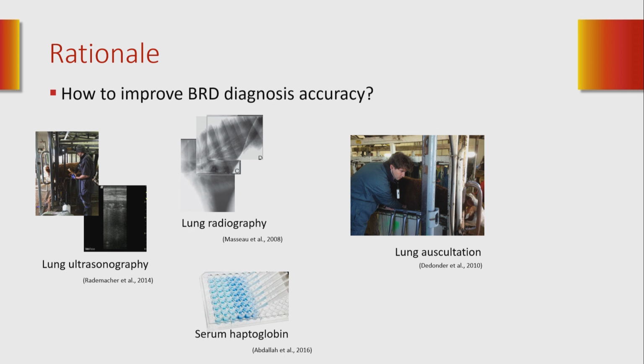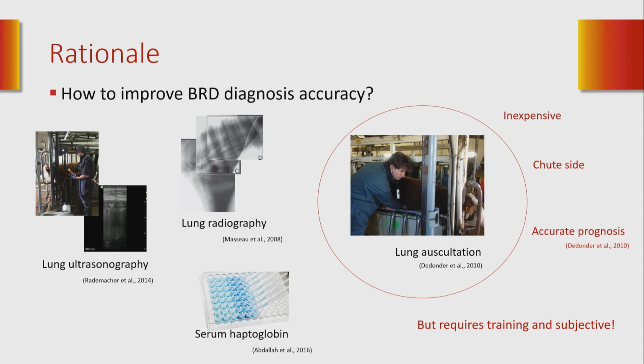Several methods have been developed to improve the accuracy of BRD diagnosis in feedlots, including lung ultrasonography, lung radiography, measurement of serum haptoglobin concentration, and lung auscultation. Among these methods, lung auscultation is cost-effective, usually rapid to do, and has recently proven to be able to accurately prognose first treatment response and case fatality rate. Unfortunately, as you all know, it also requires training, a good hearing capacity, and is highly subjective. And I think Pat Pardon will talk about that more later today.